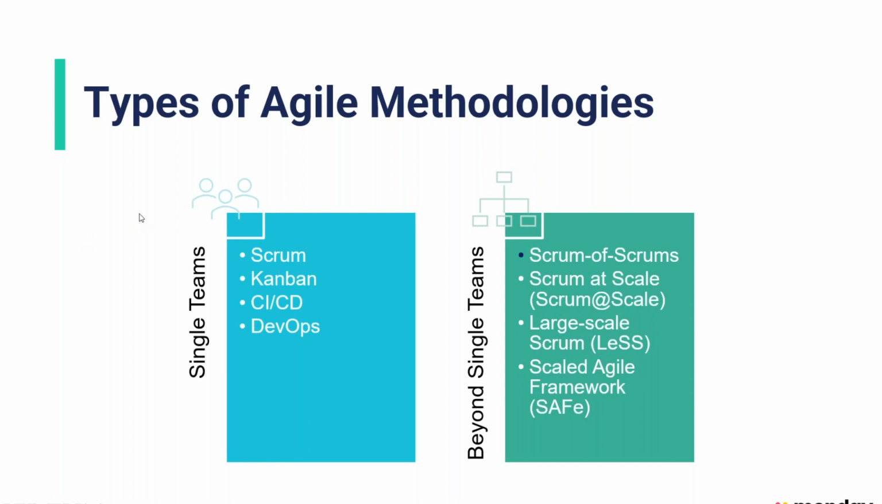And then as we start to expand beyond those single teams, there's a few different approaches for methodologies. There's Scrum of Scrums, Scrum at Scale, large scale Scrum, and then probably one of the most popular ones, which is SAFe, the Scaled Agile Framework. And really what we see a lot of times is that organizations have more than one team. So what starts to happen is you might have teams that are working in different approaches. Some teams might be working in Kanban, some might be working in Scrum. And so it becomes very difficult and challenging at times to carry that into an organization.